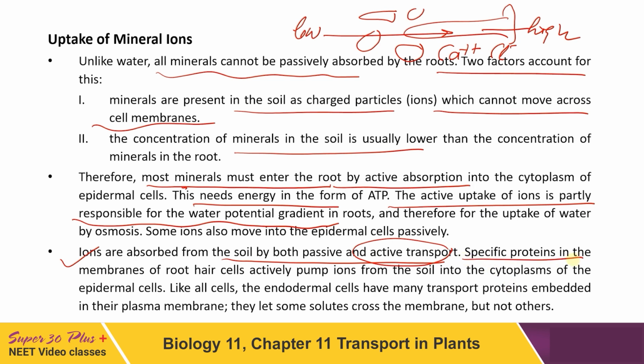Specific proteins in the membrane are there in root hair cells, which act as active pumps, pumping ions from low concentration to high concentration into the cytoplasm of the epidermal cell. Like all cells, endodermal cells have many transport proteins embedded in their plasma membrane that let some solutes cross the membrane but not others. These are selective in nature, right?